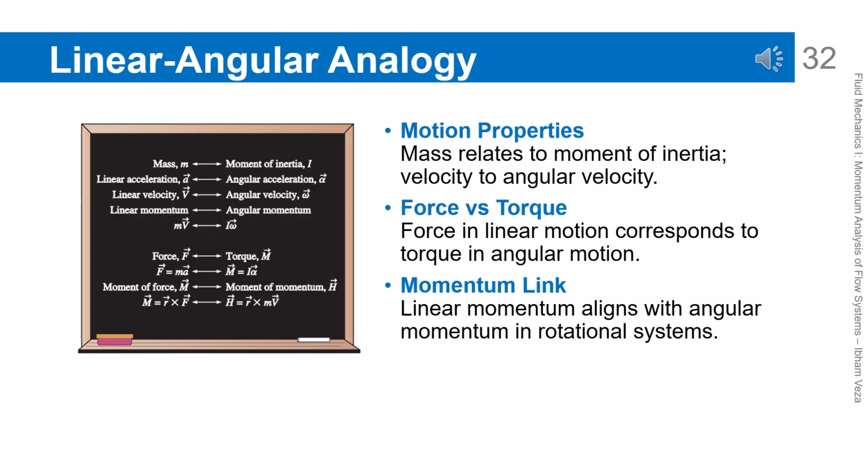Linear-angular analogy. In many aspects, translational and rotational systems have a strong analogy. Mass in translational motion plays a role similar to moment of inertia in rotational motion. Force corresponds to torque, and velocity corresponds to angular velocity. Linear momentum also has an analog in the form of angular momentum. This analogy helps simplify the understanding of equations and concepts in rotational mechanics.